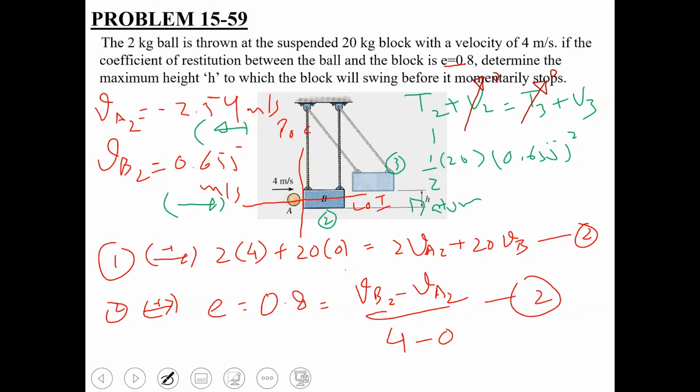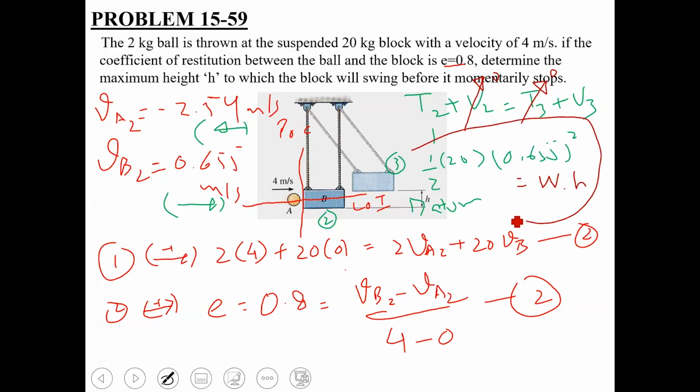T3 represents the kinetic energy of this particle at position 3, which is the position of maximum swing. Once the block has attained maximum height, the velocity is going to be 0 at that maximum height. Therefore, T3 should be equal to 0. What about V3? Should it be positive or negative? Positive, above the datum. Since position 3 lies above the selected datum, it should have positive gravitational potential, and the value is going to be W times h.